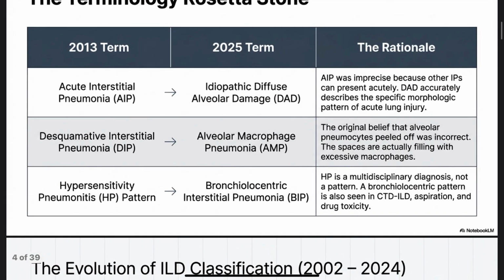So as we know, the 2013 term acute interstitial pneumonia has been made into diffuse alveolar damage. And desquamative interstitial pneumonia is no longer used; it is alveolar macrophage pneumonia. Hypersensitivity pneumonitis pattern is no longer used; it is bronchiole centric interstitial pneumonitis.